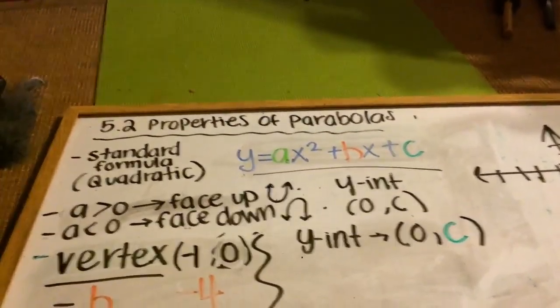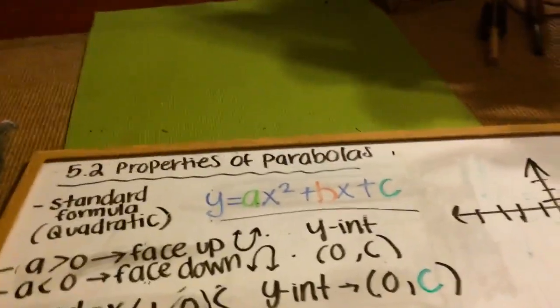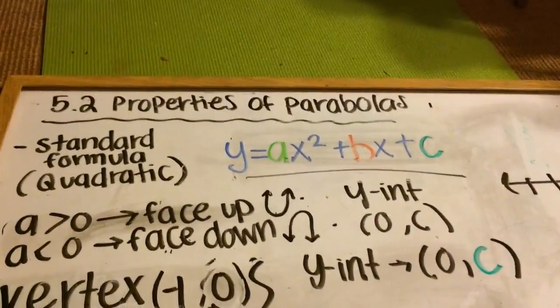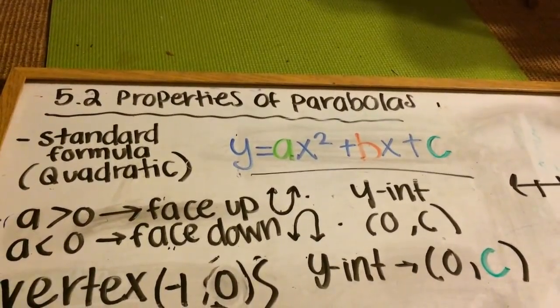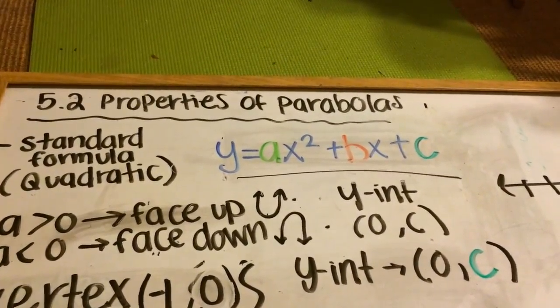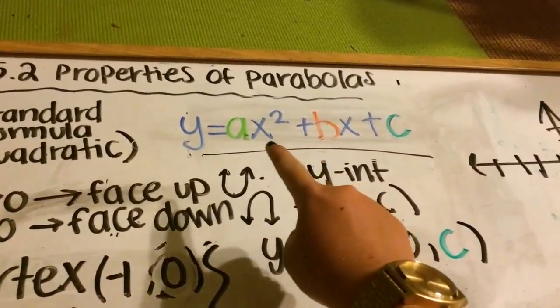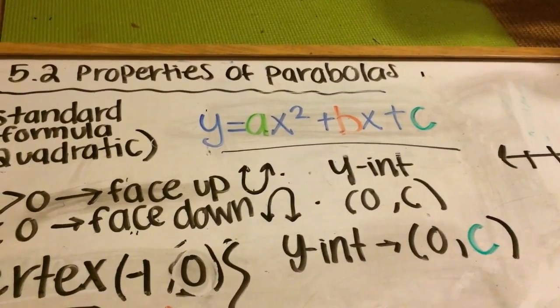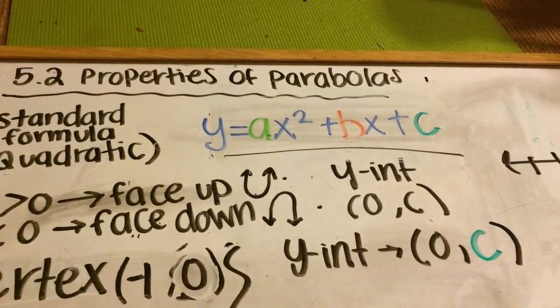This is 5.2, properties of parabolas. So there are a few things that we need to know. And the first thing is the standard form of a parabola, which is the quadratic equation. And that's displayed here: y equals ax squared plus bx plus c.